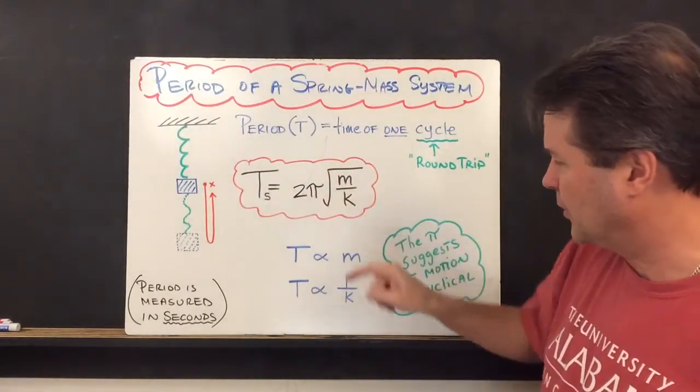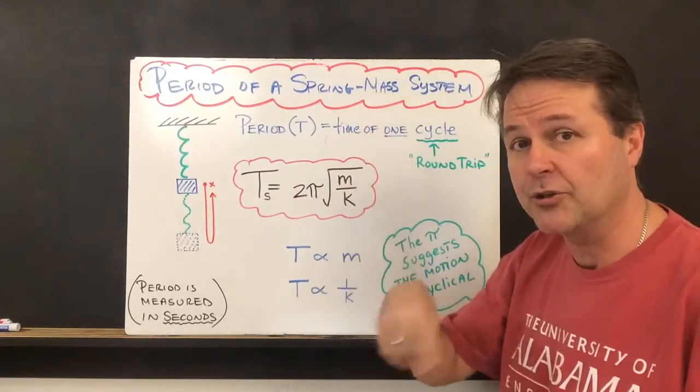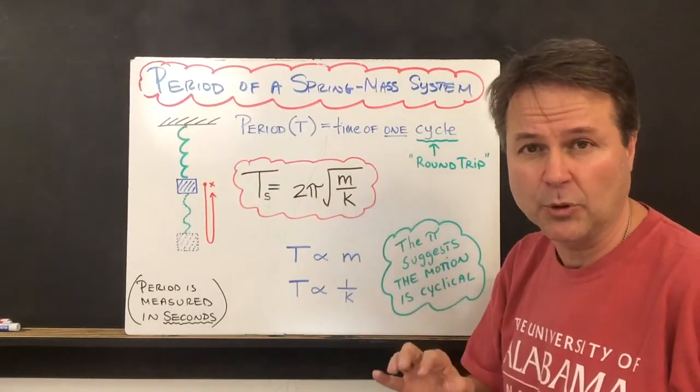Now, the pi in the formula suggests that the motion is cyclical. So this is somehow related to circular motion. So that I'm going to explore in a separate lesson.